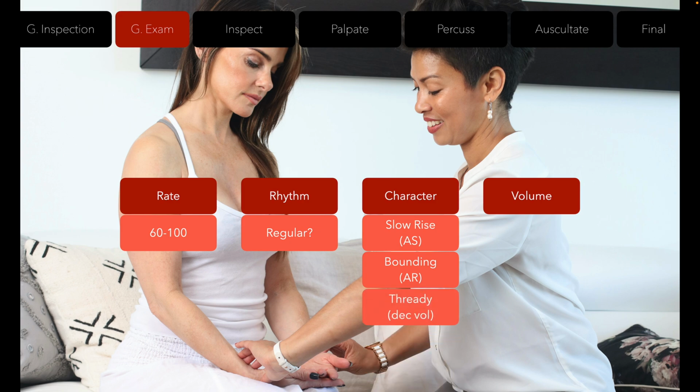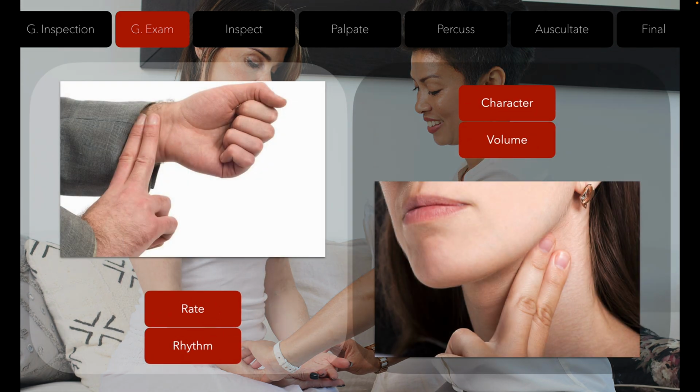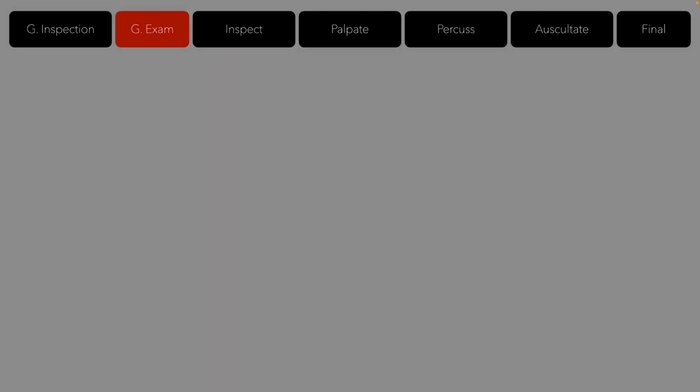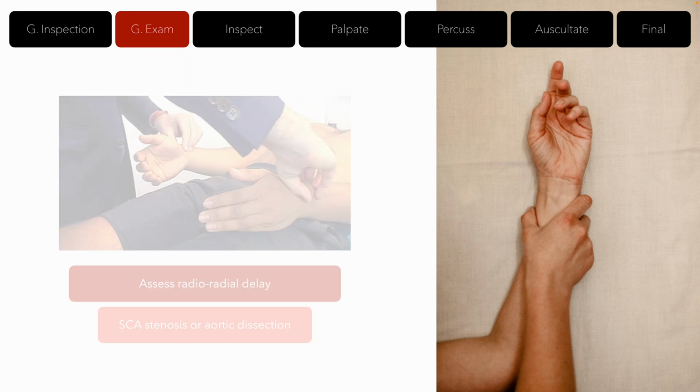Is it thready to indicate decreased volume? Maybe your patient is becoming shocked. And then the actual volume itself speaks for itself, right? So rate and rhythm at the radial, character and volume at the brachial or at the carotids. You're going to assess radial delay by feeling that radial artery at the same time. And if there's radial delay, you could think that there's an SCA stenosis or aortic dissection. Subclavian artery stenosis, that is.